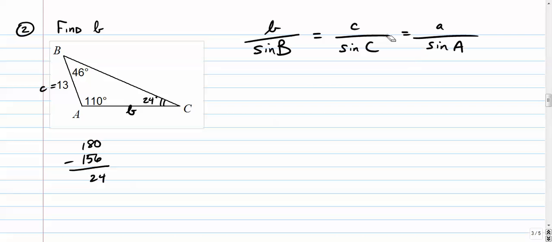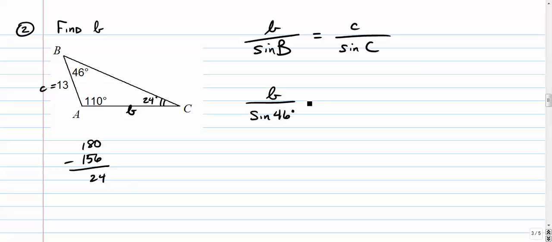We don't need that one. So I'm just going to use the fractions that I need. Anything that I don't need, I'm going to erase. So the sine of 46 is equal to lowercase c, which is 13, over the sine of capital C, 24. Okay.